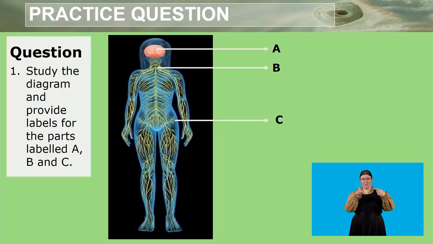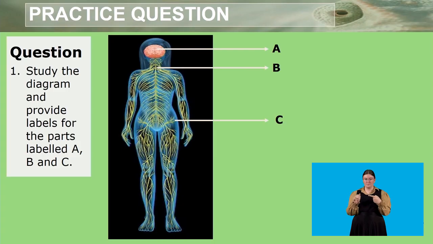In this part of the lesson, we will be looking at practice and application questions. So first, we will look at our practice questions. In our first question, we have a diagram or representation of a human figure showing different components. The question states, study the diagram and provide labels for the parts labeled A, B, and C.